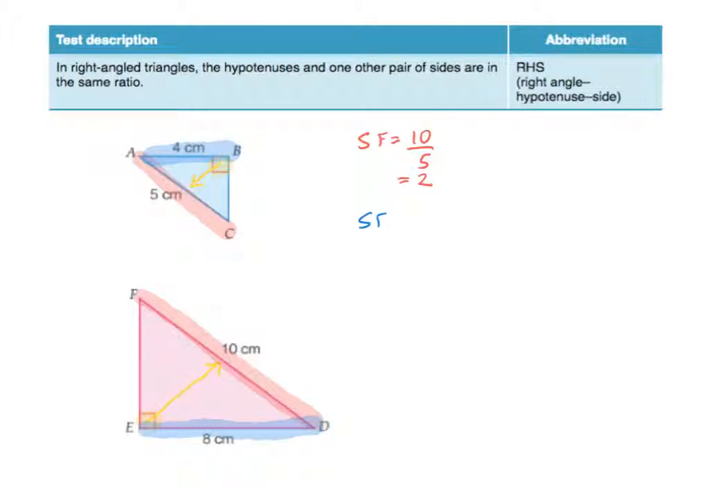So scale factor is equal to 8 divided by 4. And because I used the second triangle as my numerator when calculating the hypotenuse scale factor, I need to do the same thing when calculating the side scale factor. So 8 divided by 4 is equal to 2. So I can now show that I've got a hypotenuse and a side with a scale factor of 2, and it's a right angle triangle. So I can use the right angle hypotenuse side rule to prove that those two triangles are going to be similar.